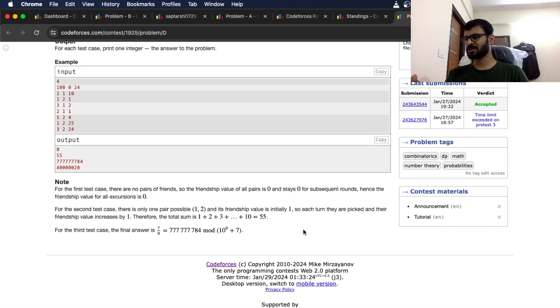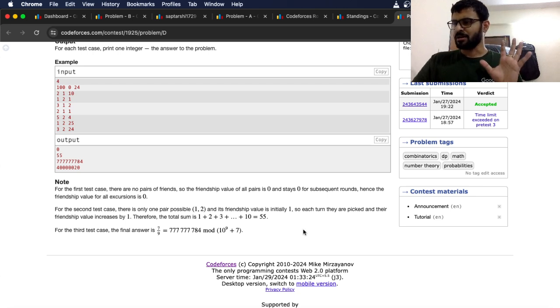So for 7 by 9, what you can do is 7 into 9 inverse modulo m. You can look at a few videos online on how this modular inverse works. But that is different. The implementation of modular inverses and all these things I'll leave as separate. I'll focus on how to calculate this and how to finally reach the solution.